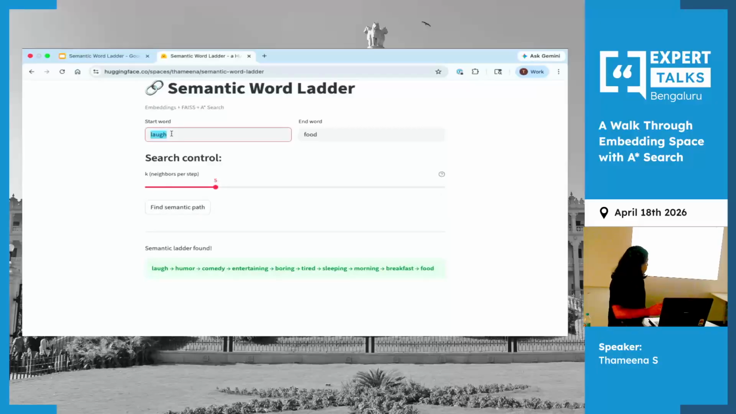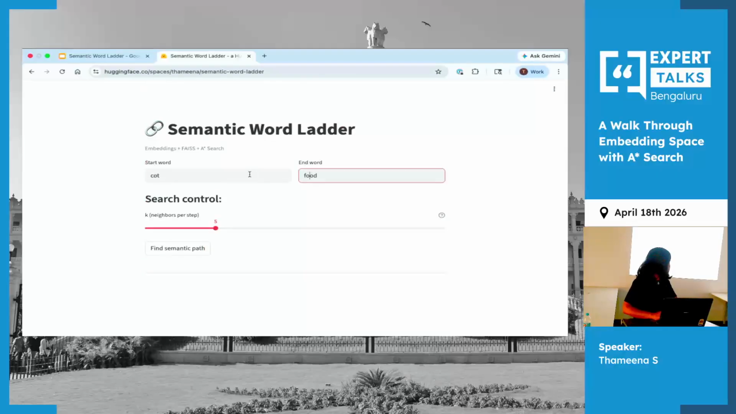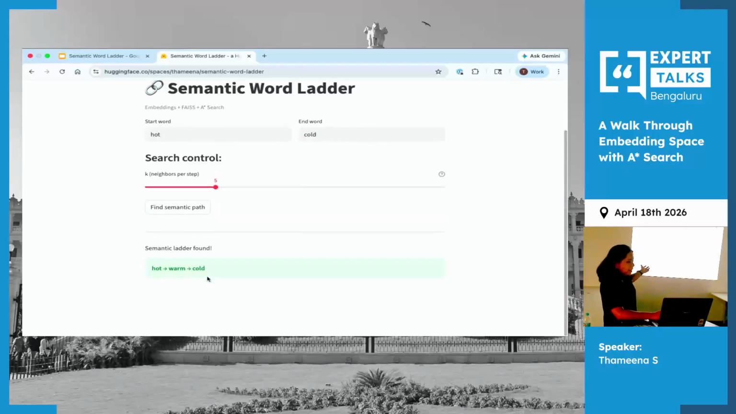Maybe let's try two words that are already very similar to each other. Let's say we have hot and cold. There are already two words that are already similar. So the ladder that is formed is actually very short because hot, warm, and cold, they're already very similar words, right? So this is what a semantic word ladder looks like.